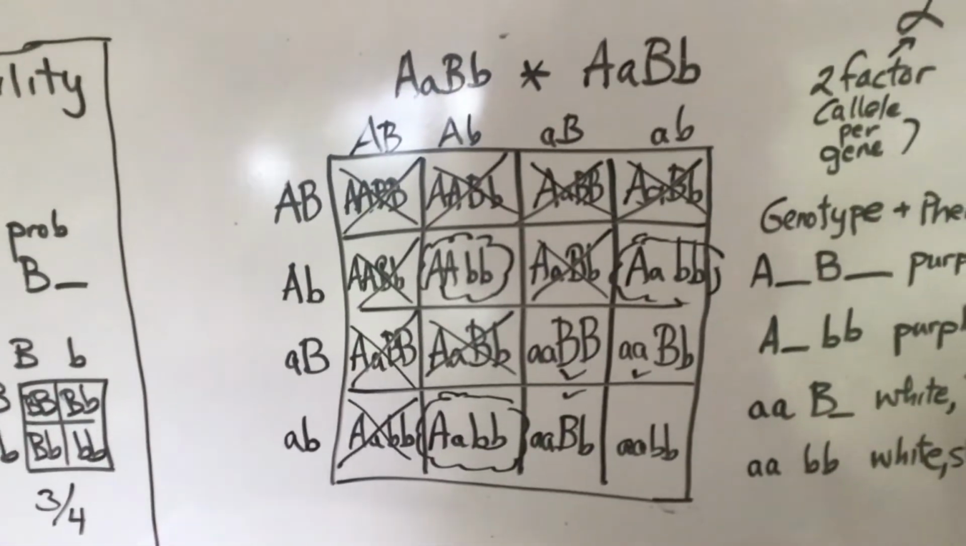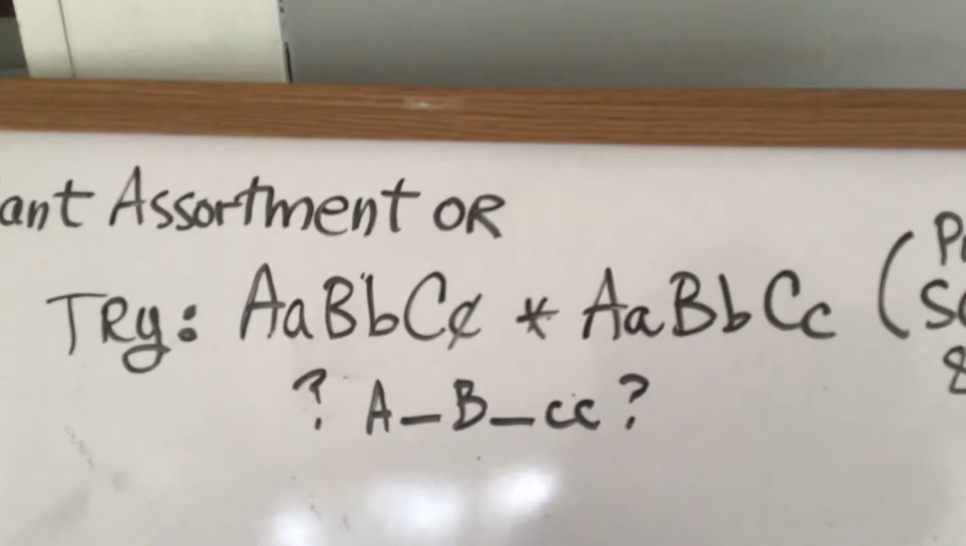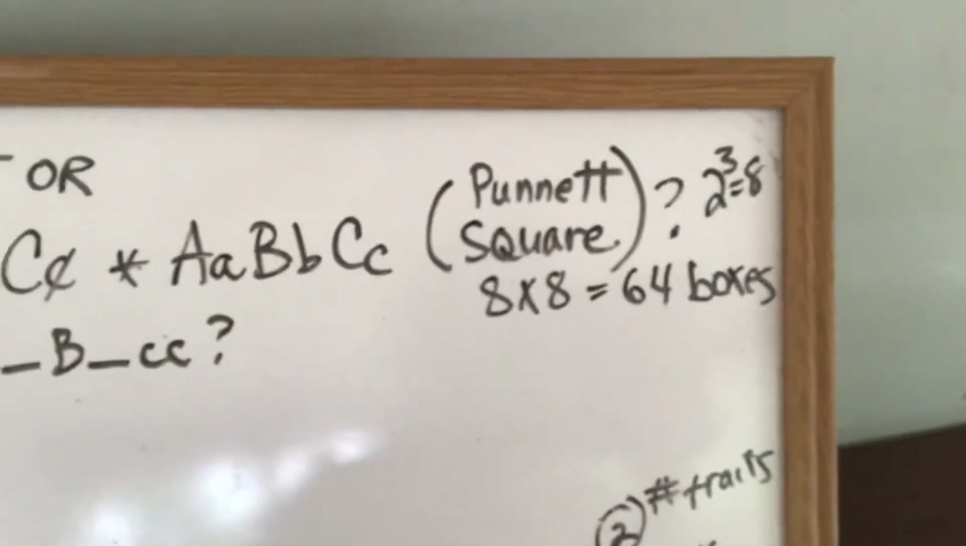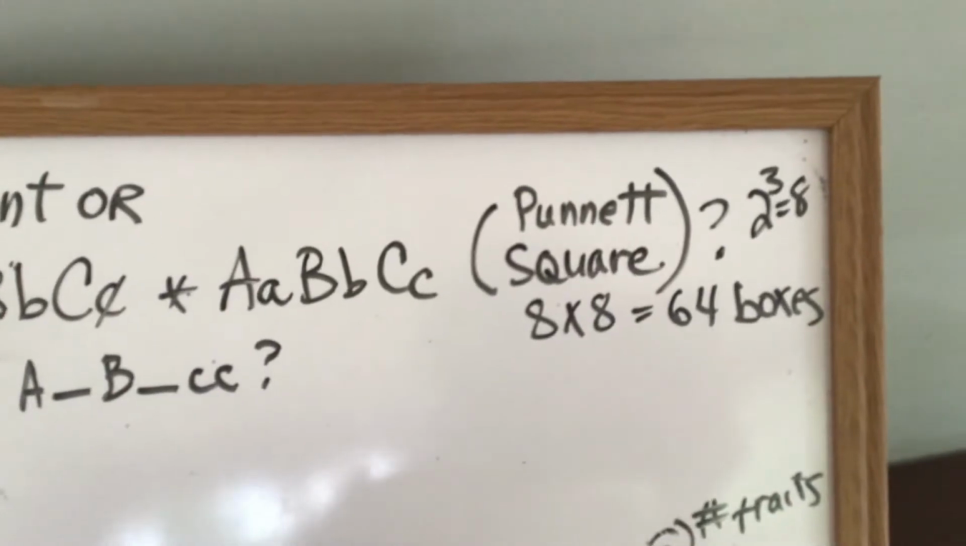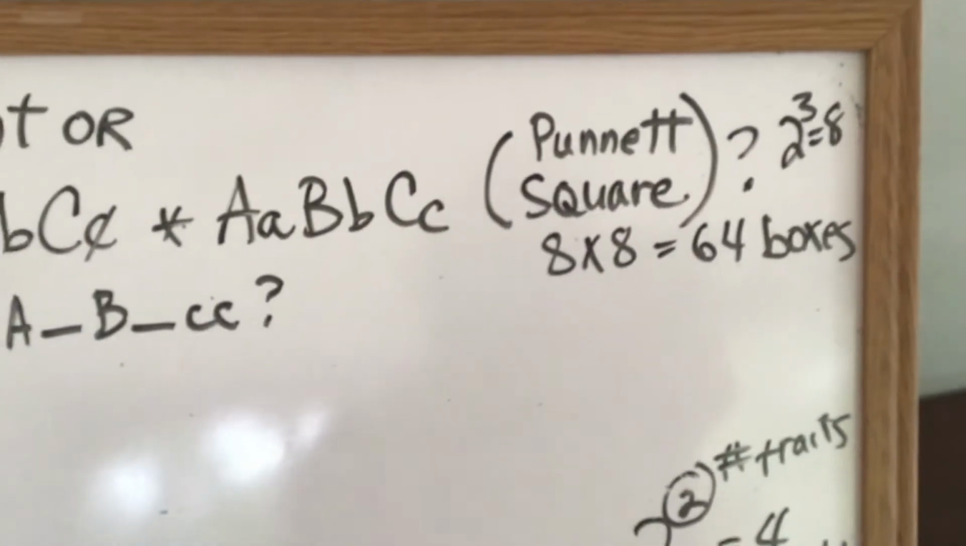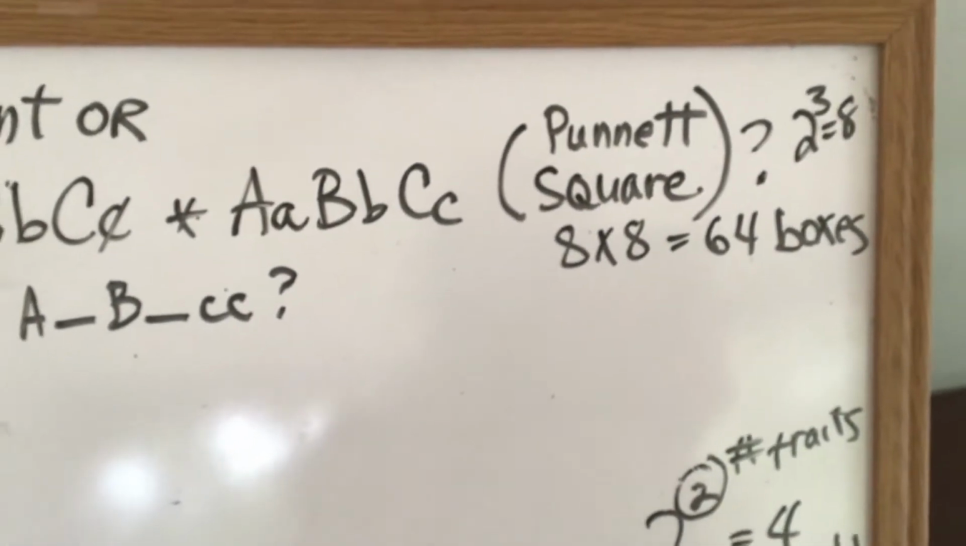So if I had, for example, 3 traits, like I do in this cross up here, then I'm going to have 2 to the 3rd, or 8, or an 8 by 8 box, or 64 squares, or 64 boxes in my Punnett square. So anyway, that's how you would figure that out.